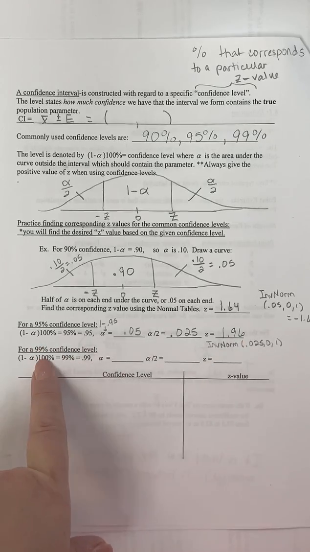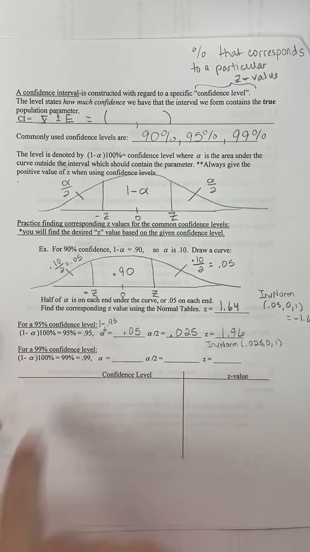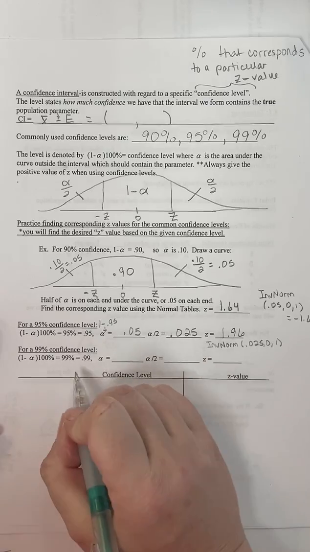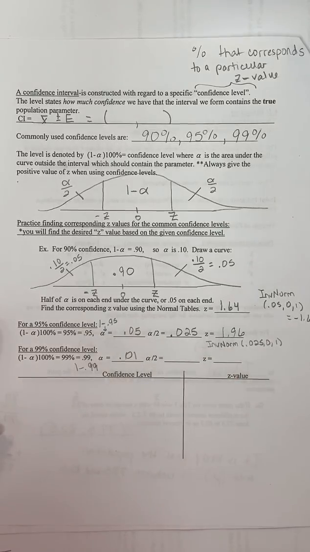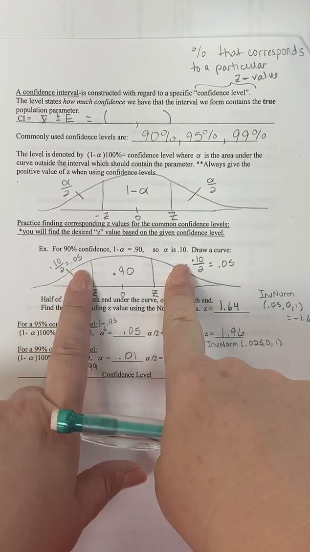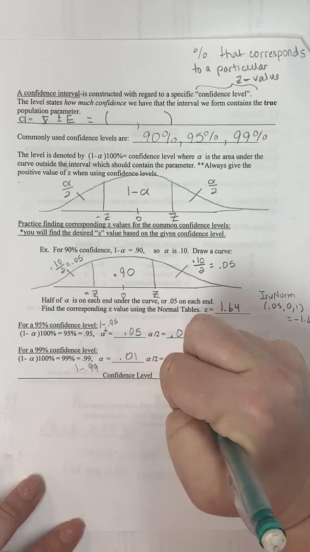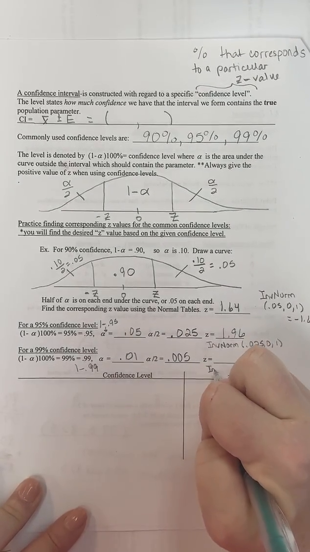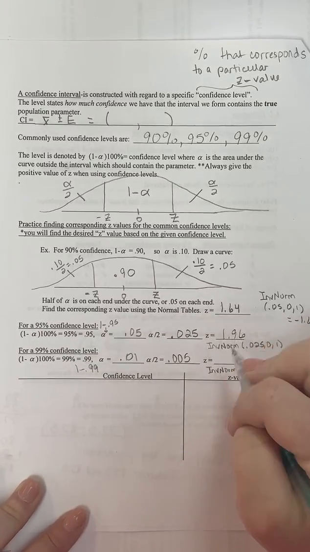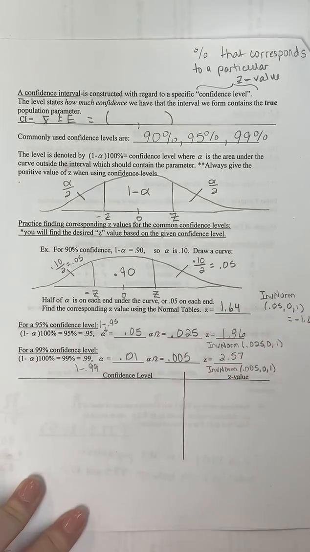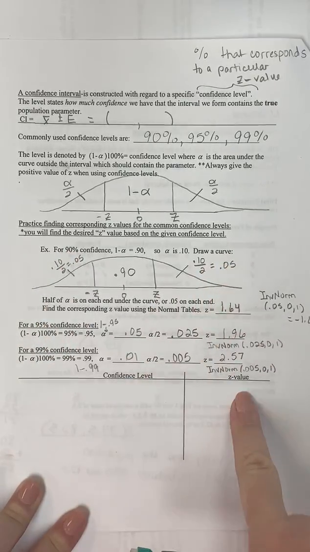Okay, last but not least, let's look at 99% confidence level. All right, we divide by 100%, we get 0.99. If I do 1 minus 0.99, I come up with 0.01. That's what would be both of these. If I divide the 0.01 by 2, I get 0.005. That's what I would put into inverse norm, 0.005, comma 0, comma 1. I get 2.57. Notice that as my confidence level increases, so does my z value.